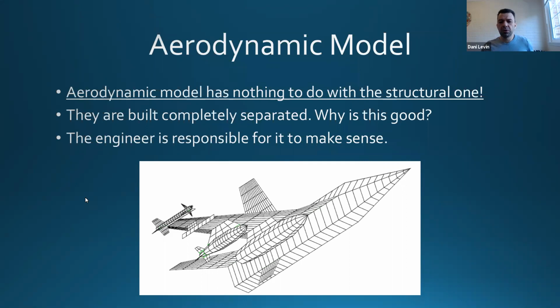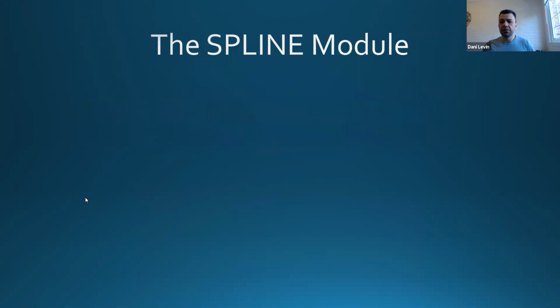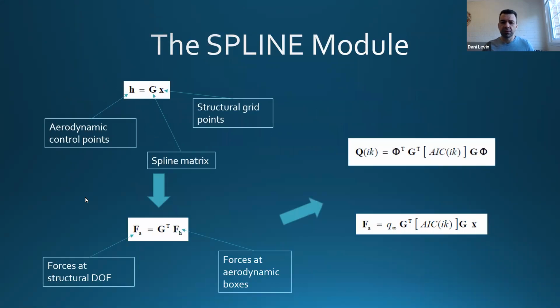So we talked about the aerodynamic model and the structural one. The fact that you can build them separately is because of the Spline model. The Spline model inside of ZAERO is a very powerful tool, which ties the two models together. Aerodynamic loads, for example, are generated in the aerodynamic model, and they need to be transferred to the structural one in order to obtain the correct deflections.